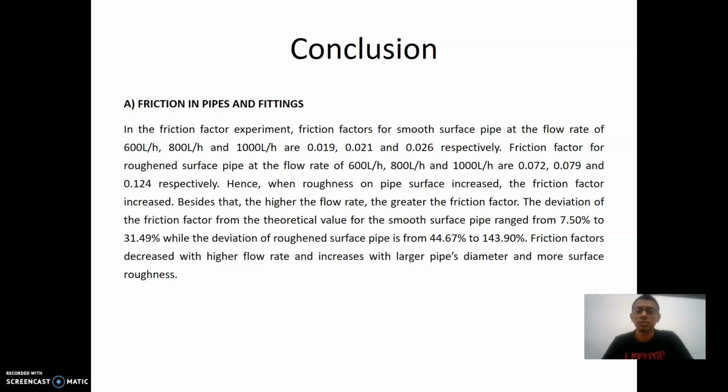The deviation of the friction factor from the theoretical value for the smooth pipe ranges from 7.5% to 31.5%, but the deviation for the rough pipe is 44.7% to 143.90%. Friction factor decreases with higher flow rate, and increases with larger pipe diameter and more severe roughness.